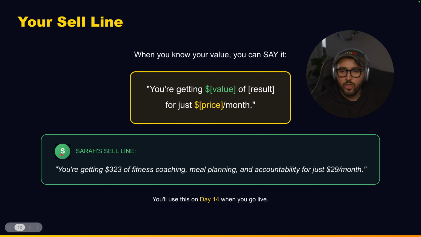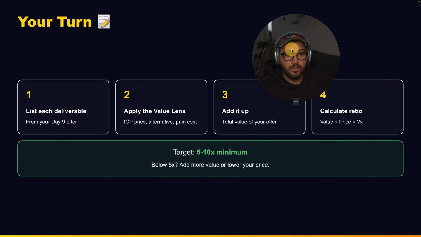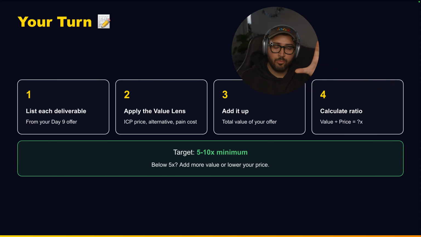And here's our example sell line. You are getting $323 of fitness coaching, meal planning, and accountability for just $29 a month. This is the difference between having the same offer stack but looking through different lenses.